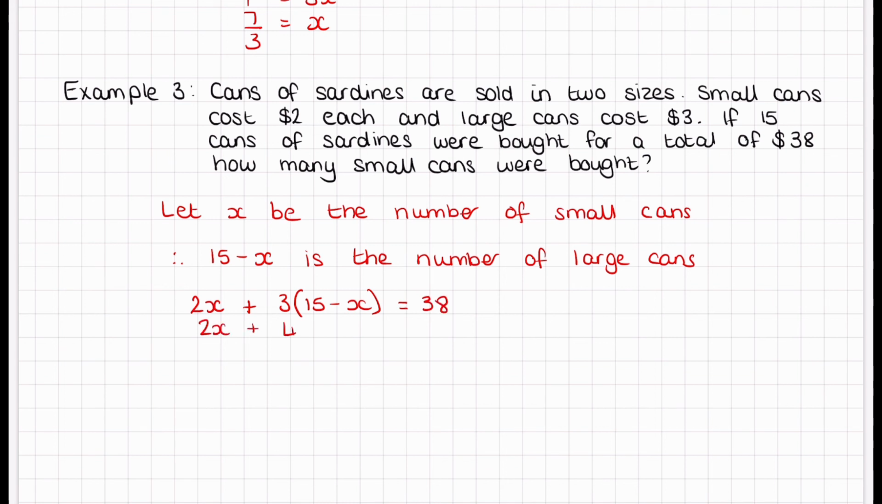So 2x plus 45 minus 3x equals 38. Then we'll end up with minus x equals minus 7. So there x equals 7. So there were 7 small cans. And that is problem solving with some linear equations.